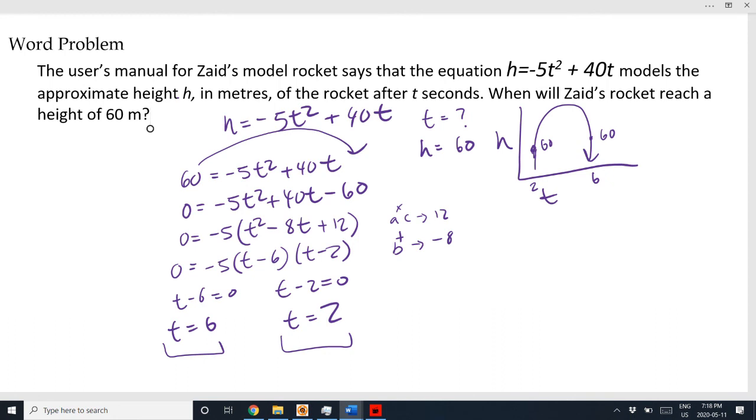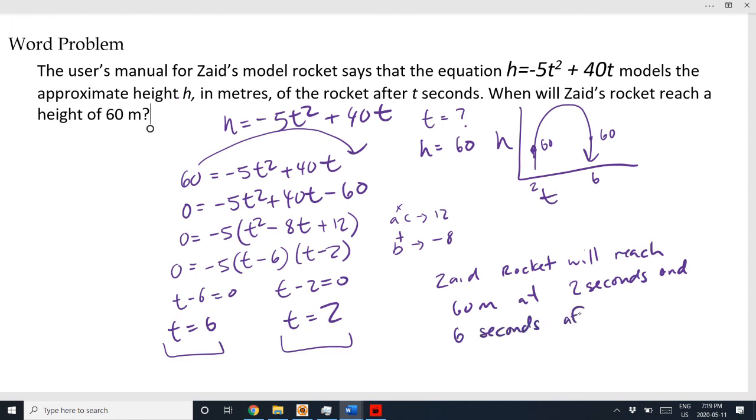So to answer this, when will Zaid's rocket reach a height of 60 meters? Zaid's rocket will reach 60 meters at 2 seconds and 6 seconds after launch.